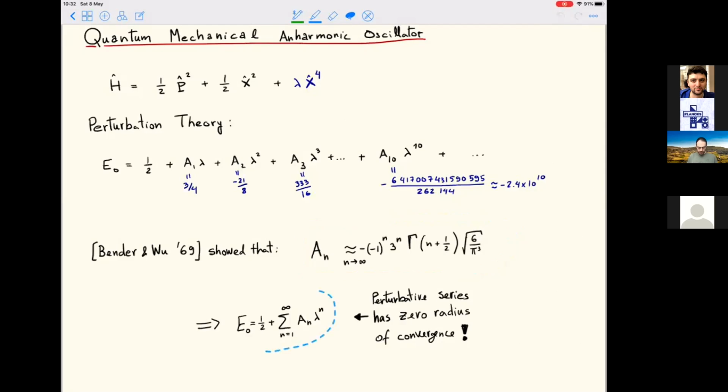Therefore, this sum that we were trying to calculate, we said, okay, let's calculate the ground state energy as an expansion in lambda, is nonsense. I mean, this series has zero radius of convergence. The coefficients grow factorially, so there is no value of lambda for which this series converges. Even first year students should understand from their calculus 1 Taylor series that if the coefficients grow factorially, that makes the series divergent, right?